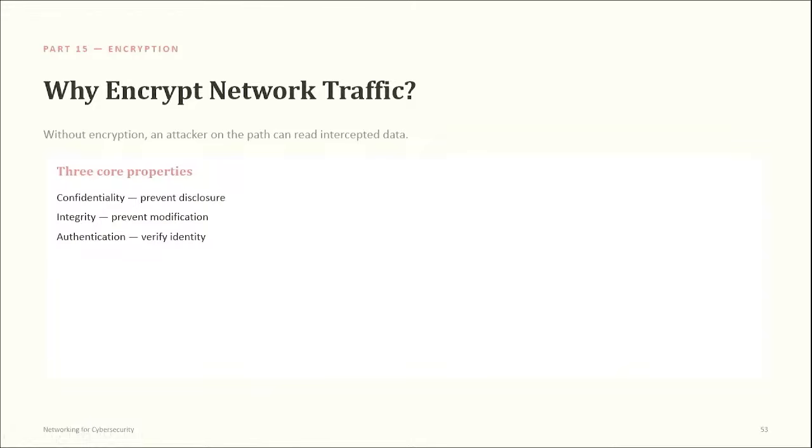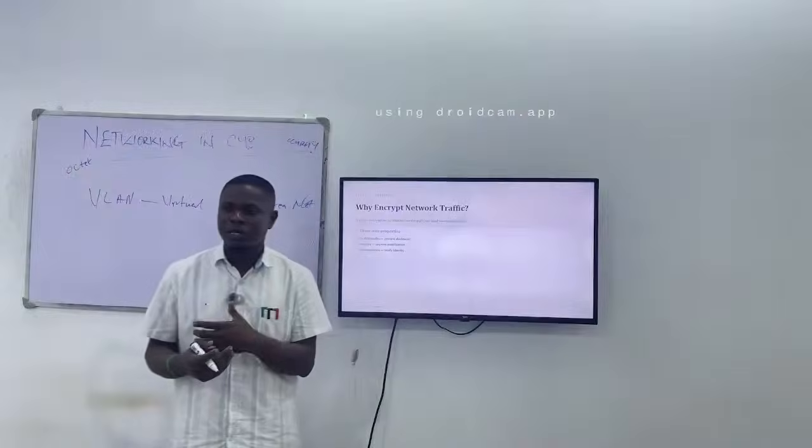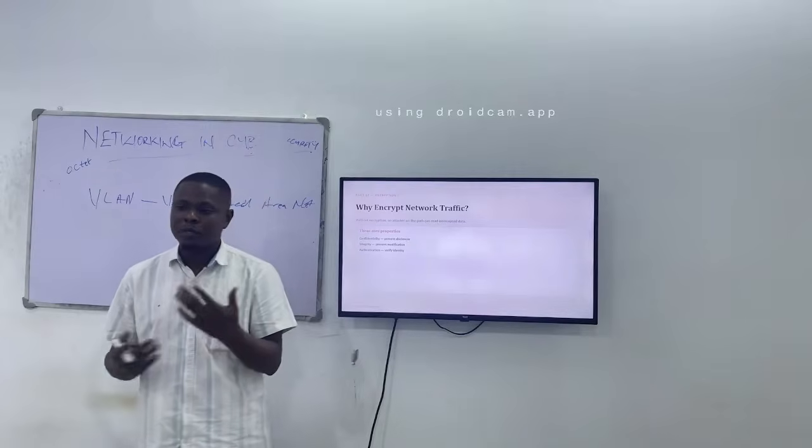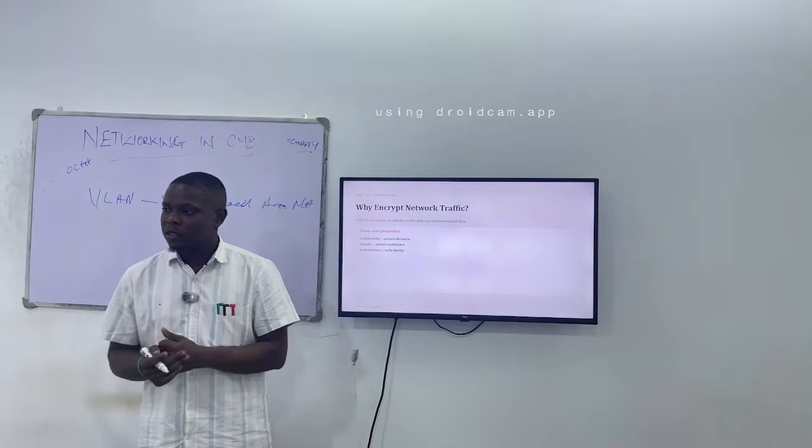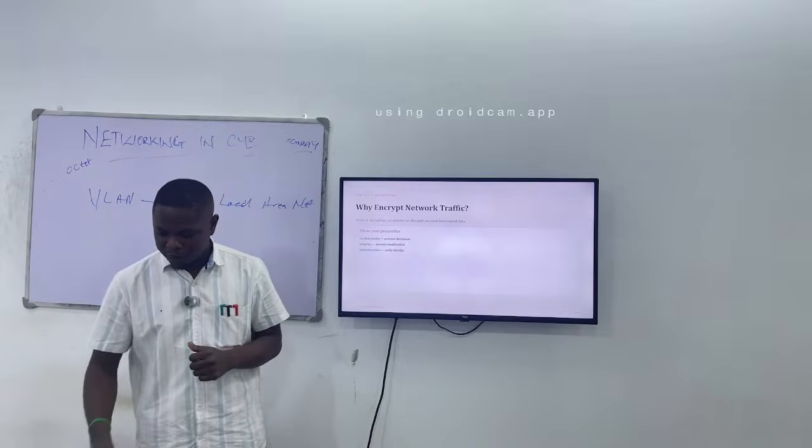Now, the three core properties of encryption. We have confidentiality, which prevents disclosure. Integrity prevents modification, meaning it cannot be altered. Then authentication, which verifies identity. When you get access to these resources, you have to verify your identity. You put in a password, a user, or biometrics, a fingerprint, and all that. Is it clear? All right.